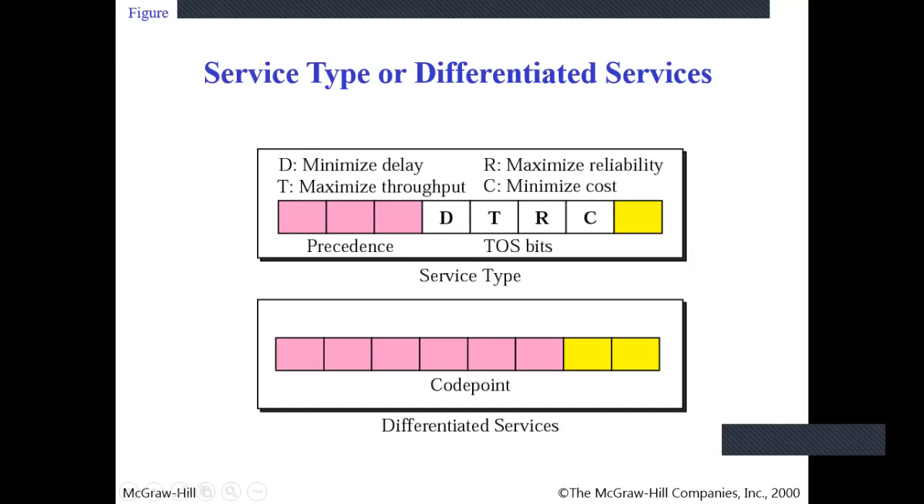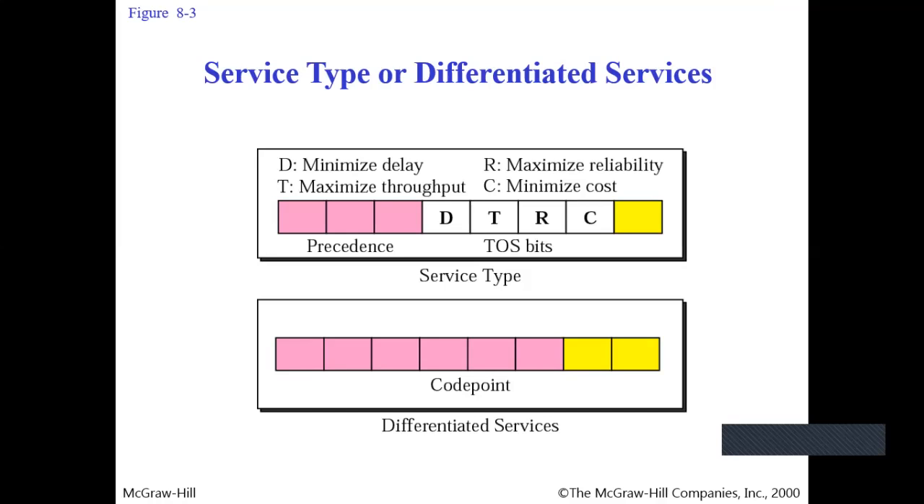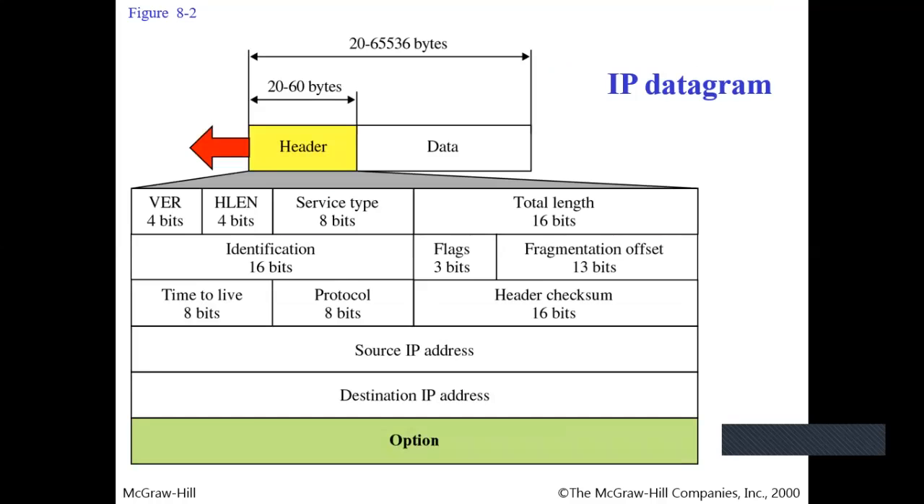If it provides maximize throughput, this T bit is 1 and the others are 0. Like this, if it provides maximize reliability, the R bit is 1 and the rest are 0. Clear? So it provides 4 types of services: minimize delay, maximize throughput, maximize reliability and minimizing cost. Clear? This is all about the service type field.